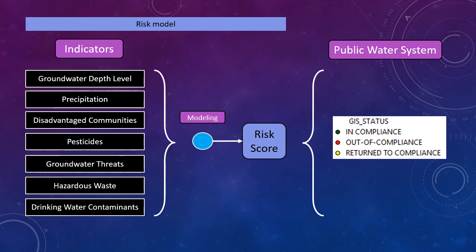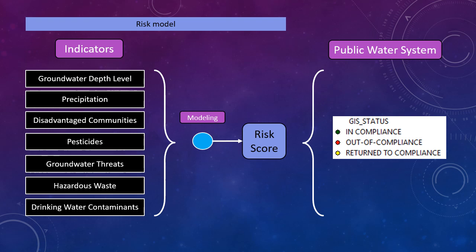Our risk model consists of three components. The first one is indicators, second is modeling, and the last one is the risk score. We have identified seven key indicators in the model. First is the groundwater depth level. Second is the precipitation. These two are the water sources of the drinking water. The third one is the disadvantaged community, and we include this indicator so that we can help those communities better.